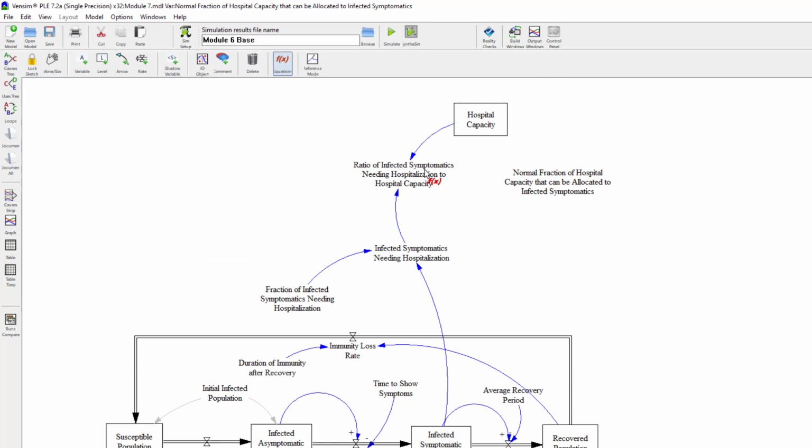Now we're going to compare these two. Based on this comparison, we're going to make adjustments to how much of the hospital capacity will be allocated to COVID-19 patients.